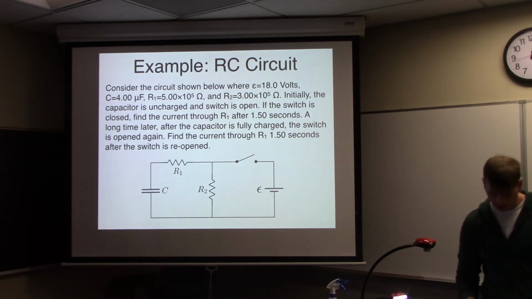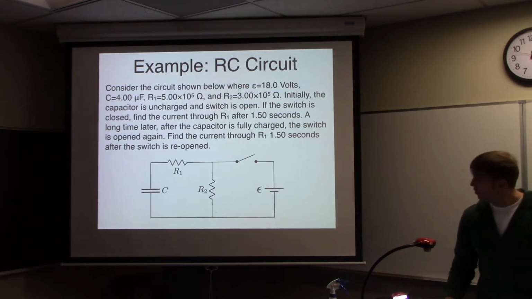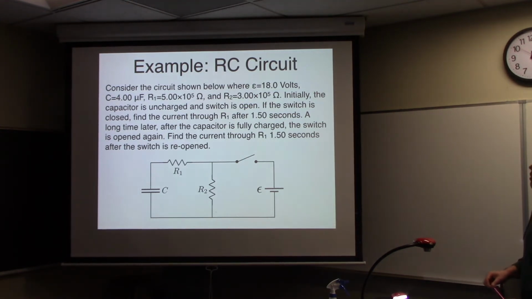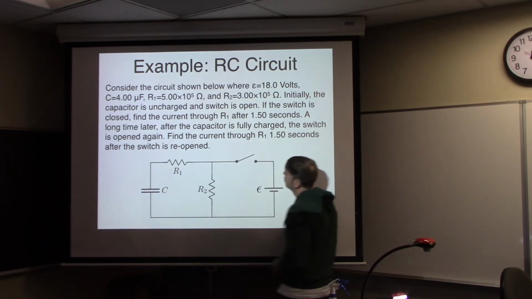So with that said, we're going to move on to an example. So we're going to consider the circuit shown here, where epsilon is equal to 18 volts, C is equal to 4 microfarads, R1 is equal to 5 times 10 to the 5 ohms, R2 is equal to 3 times 10 to the 5 ohms, and initially what we have is the capacitor uncharged, so there's no charge on it, and the switch is open. Okay? So just like shown here, this is what we start with. The switch being open, capacitor being uncharged.